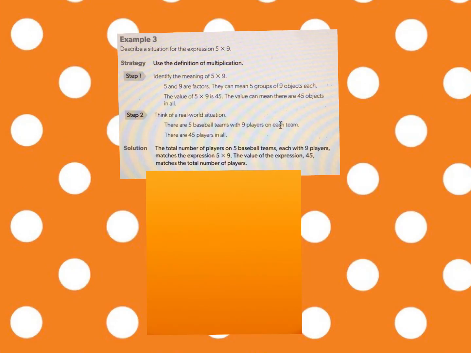You can describe a situation for the expression 5 times 9. We're going to use the definition of multiplication. Step 1, we're going to identify the meaning of what 5 times 9 is. So 5 and 9 are factors. Remember that? I'm going to circle that word, factors. They can mean 5 groups of 9 objects each. Echo that. 5 groups of 9 objects each.